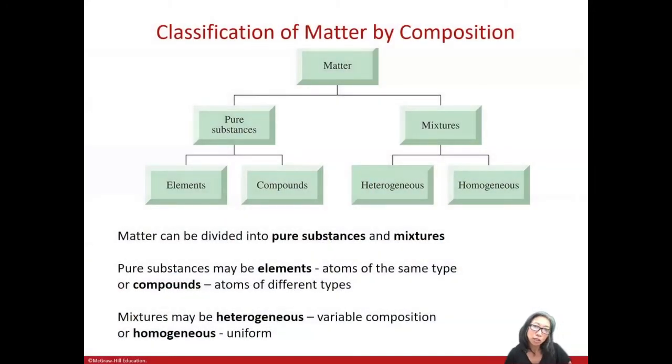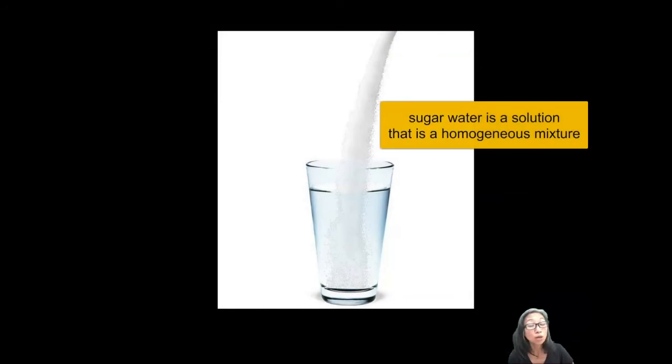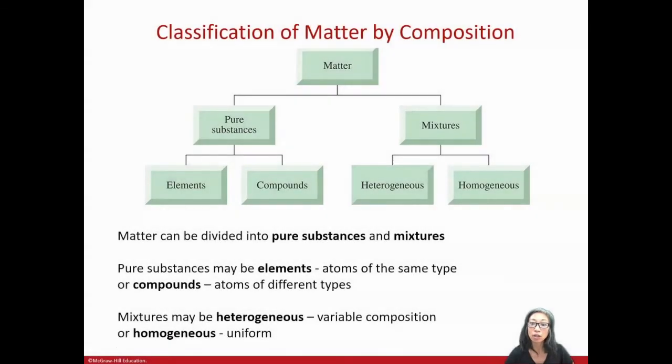Compared to that, a homogeneous mixture is one where you know there are different parts, there are different things in there, but you can't see those different parts. An example would be when sugar is dissolved in water. You can't see the sugar, you can't see the water separate from each other, but you know that the sugar is dissolved in the water. So that's called a homogeneous mixture, when there are different parts and you can't see the parts.